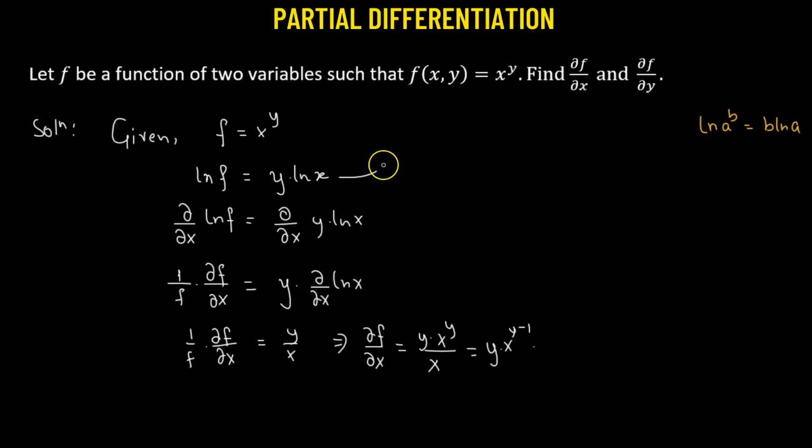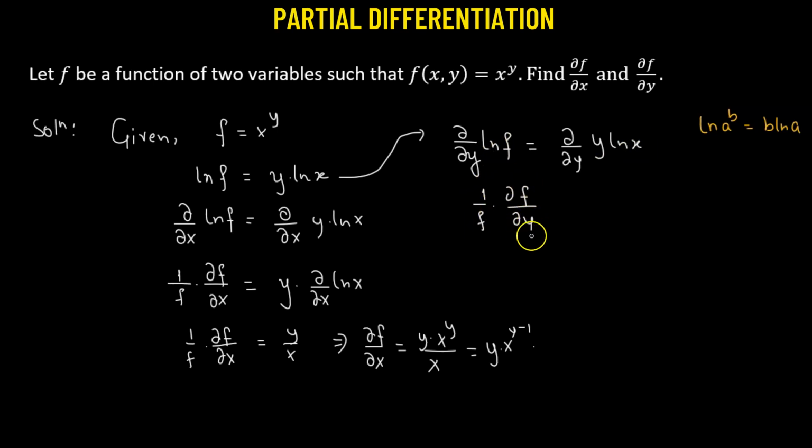Now what we'll do, we'll consider this particular equation, log f equals y times log x, and we'll take the derivative on both sides with respect to y. So we have partial derivative with respect to y of log of f equals partial with respect to y of y log x. So the partial derivative of the logarithmic function will be 1 over f multiplied by partial of f with respect to y. Here log of x will be treated as a constant, so we'll multiply it by partial with respect to y of y.